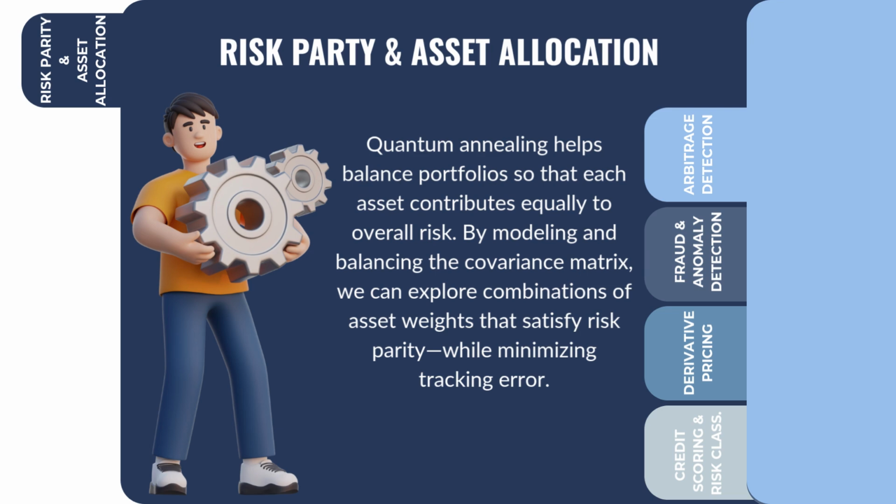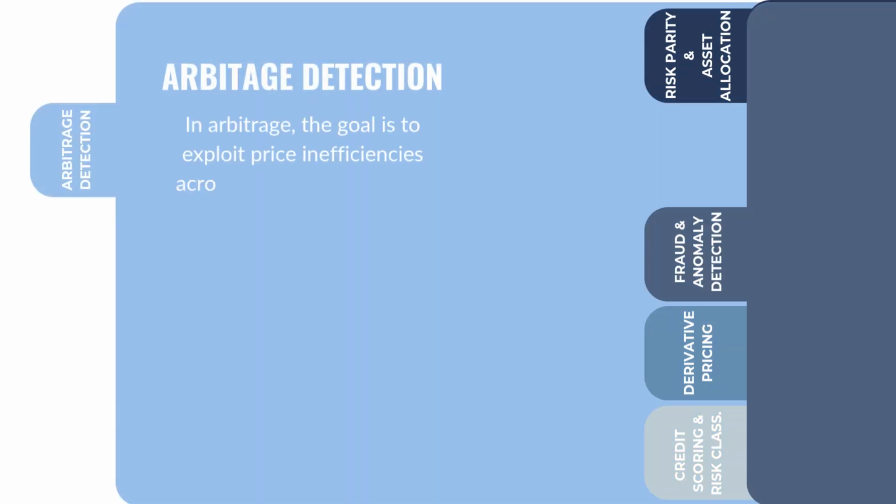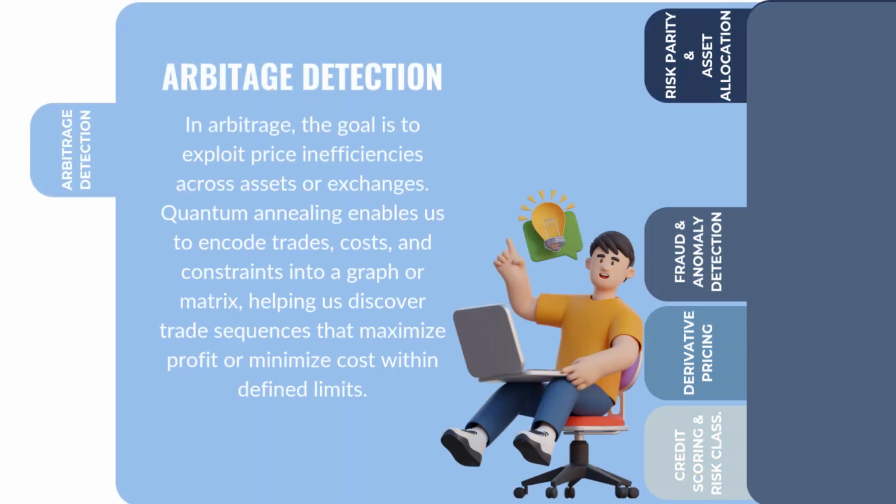By analyzing the covariance matrix, we can explore combinations of asset weights that satisfy risk parity while minimizing tracking error. Number 2, arbitrage detection. In arbitrage, the goal is to exploit price inefficiencies across assets or exchanges. Quantum annealing enables us to encode rates, costs, and constraints into a graph or matrix, helping us discover trade sequences that maximize profit or minimize costs within defined limits.